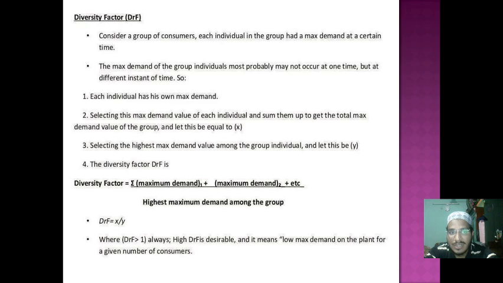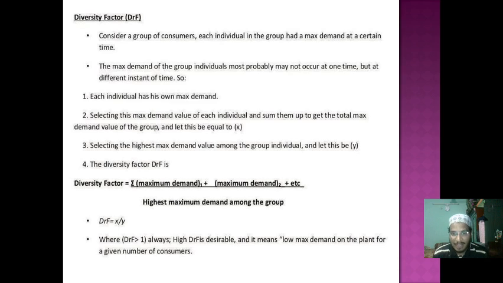We can calculate the diversity factor as the sum of the individual consumers' maximum demands divided by the highest maximum demand among the individual group. Here the diversity factor is nothing but a simple one.